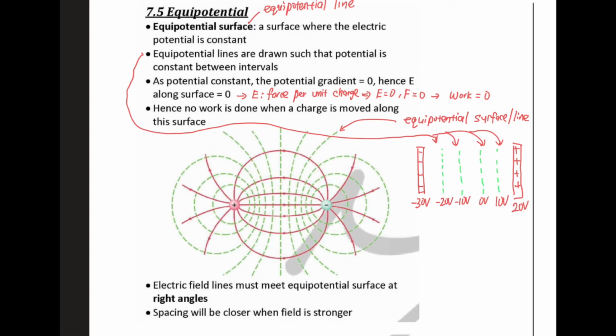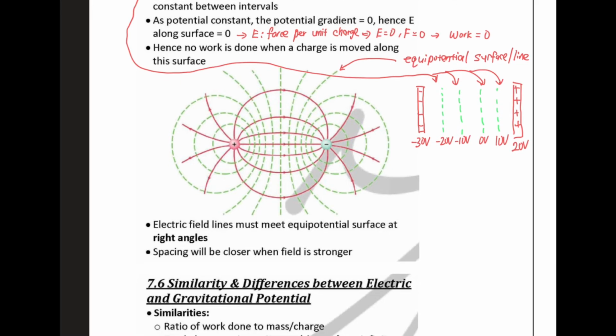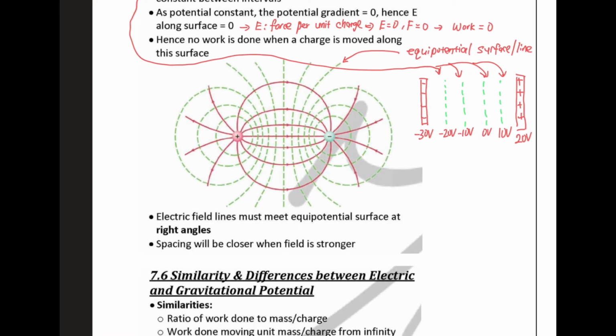Okay, so next point at the bottom, electric field line must meet equipotential surface at right angles. So what is electric field lines? It is actually the red color lines. From positive, it goes up and goes into the negative charge. So it is 90 degree. As you can see, let's say I mark it here, 90 degree. So you can see it is 90 degree with the equipotential surface.